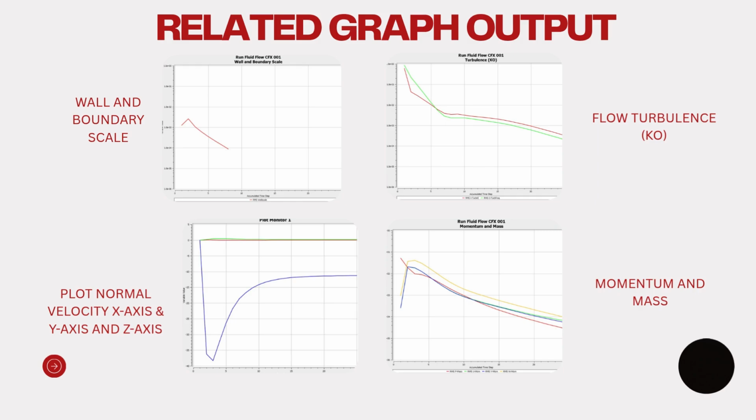After we do the setup, we got four graphs in the solution. The first graph is about wall and boundary scale. The second is about the turbulence graph. The third is a plot of normal velocity at the x-axis, y-axis, and z-axis. And lastly is the graph about momentum and mass.